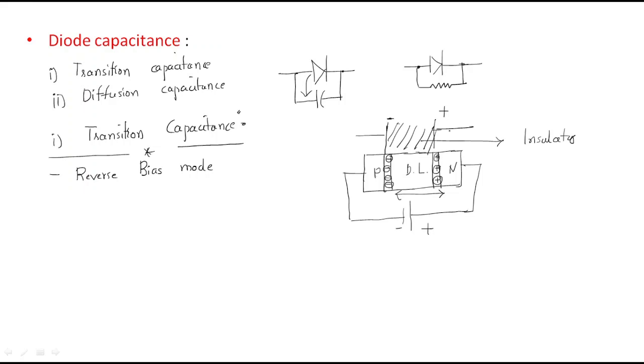Then it becomes a capacitor. This capacitance is known as the transition capacitance. Generally this transition capacitance is represented by CT. CT represents the transition capacitance. The formula is epsilon A by D. Here CT is the transition capacitance, and epsilon means permittivity.